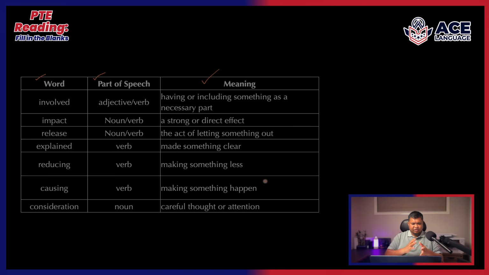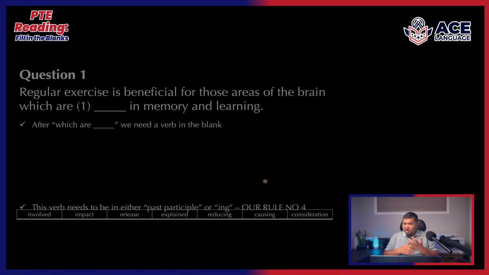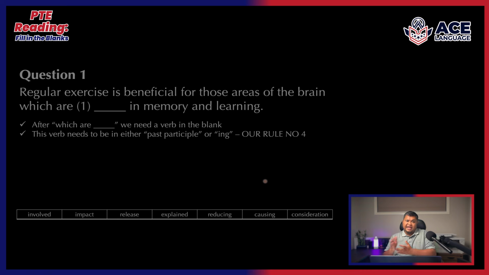Now I know the meaning, I know the parts of speech. Now, if I can identify which blank requires what parts of speech, I can automatically eliminate the other options, right? Let's take a look at the first blank. It says regular exercise is beneficial for those areas of the brain which are dash in memory and learning. Now you can see that before the blank, the word group which are is there, right? That means I need a verb in the blank. Also, this verb needs to be either in past participle or ing form.